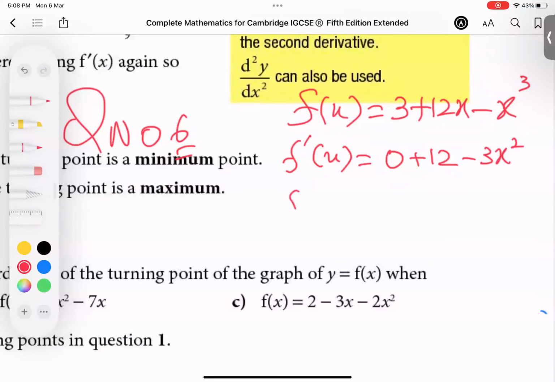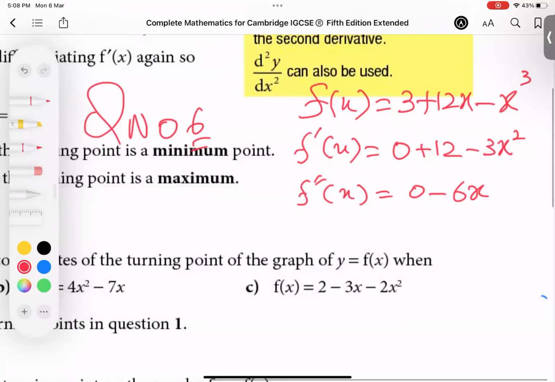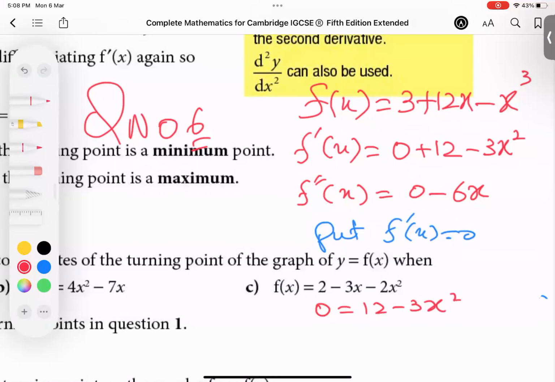This is the first derivative. Now let's go for second differentiation. Constant derivative again 0, and here I get negative 6x. So now according to plan, I will plug in derivative 0. So put f dash of x equals 0. When I plug in 0 here, I get 0 equals 12 minus 3x to power 2. It comes this end. I get 3x to power 2 equals 12. 3 divides, I get 4.